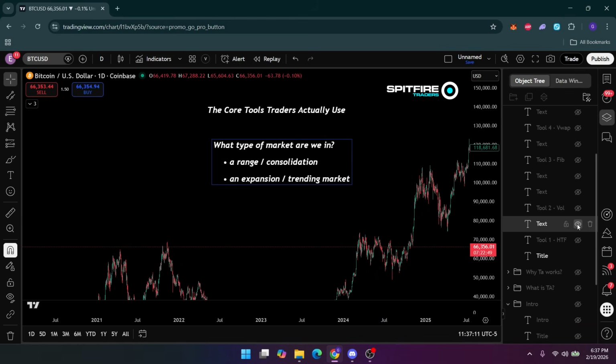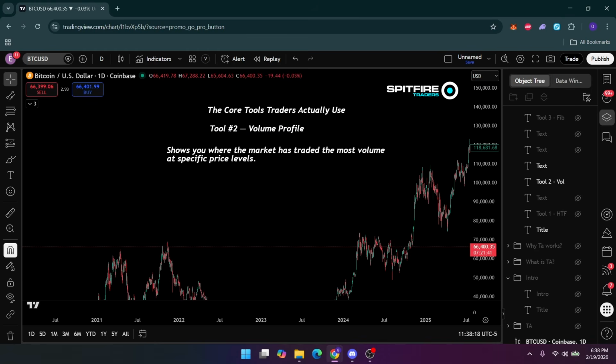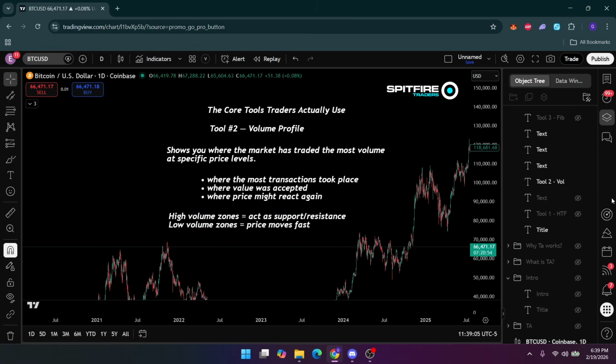Number two is volume profile. Volume profile is a tool that shows you where the market has traded the most volume at specific price levels. It helps identify important areas of value and liquidity, where price is more likely to react or consolidate before making its next move. Instead of guessing levels, volume tells you where the most transactions took place, where value was accepted, the price where many traders wanted to do business, and where price might react again. High volume zones act as support and resistance. Low volume zones are areas where price moves fast.